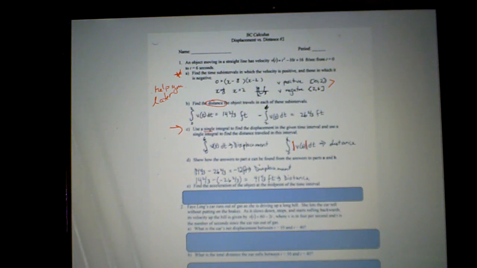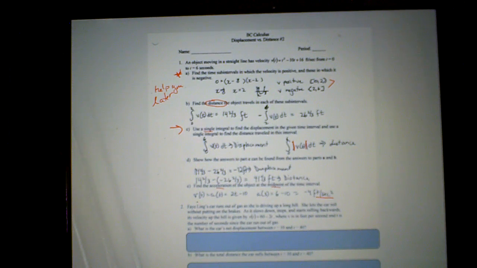Show how the answers in part C can be found from what I did before. Right, so that's me showing displacement and then just negating the negative part to get distance. Find the acceleration of the object at the midpoint of this interval. So, acceleration, take velocity. Right, I need the derivative of velocity, gives me acceleration. 2t minus 10, plug in 3, which is the midpoint of 0 to 6. Units.